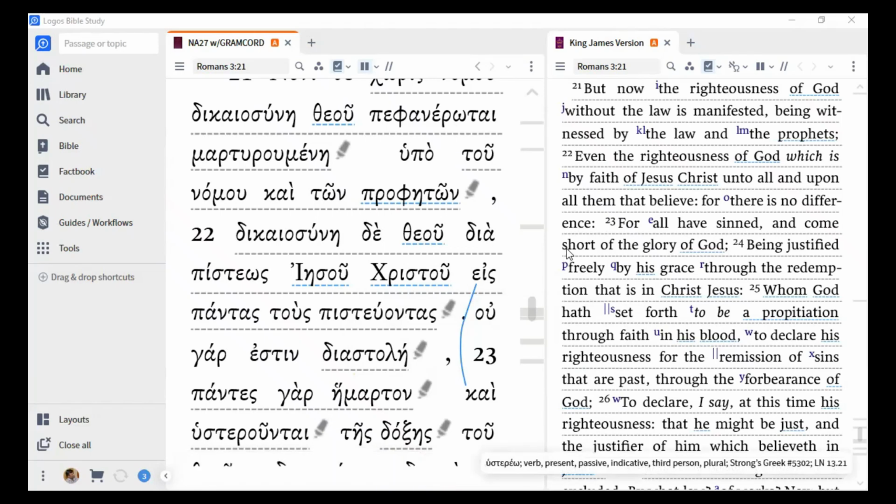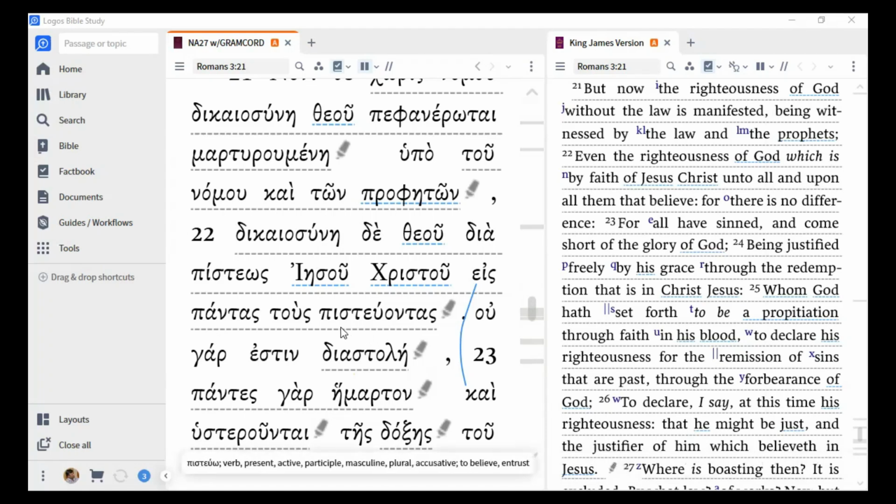Now, we move forward. Even the righteousness of God, which is by faith of Jesus Christ unto all and upon all them that believe. Here, Paul also discloses the idea, the faith, the fact. He says, faith of Jesus Christ unto all and upon all them. Now, this is the key of understanding. Here, what does he say? Eis pantas tous pisteuontas. Pisteuontas is a participle. It means one who believes, the believers, the people who believe in Jesus Christ.